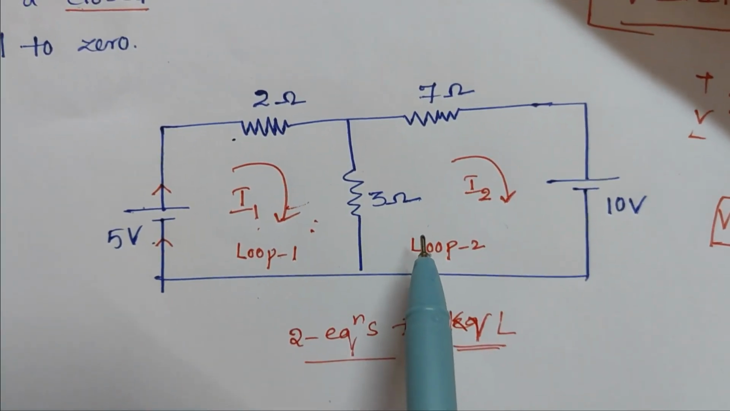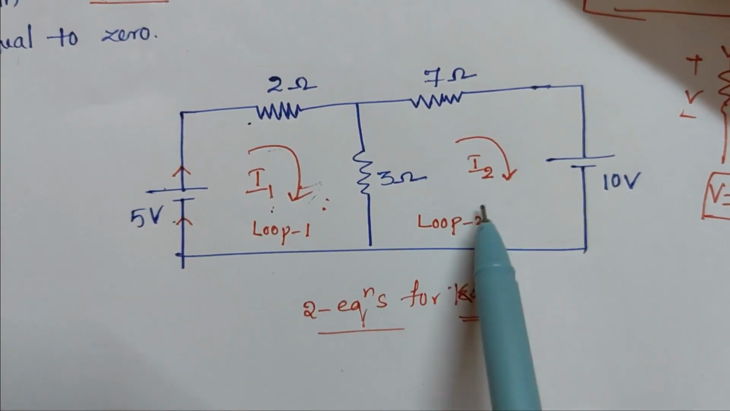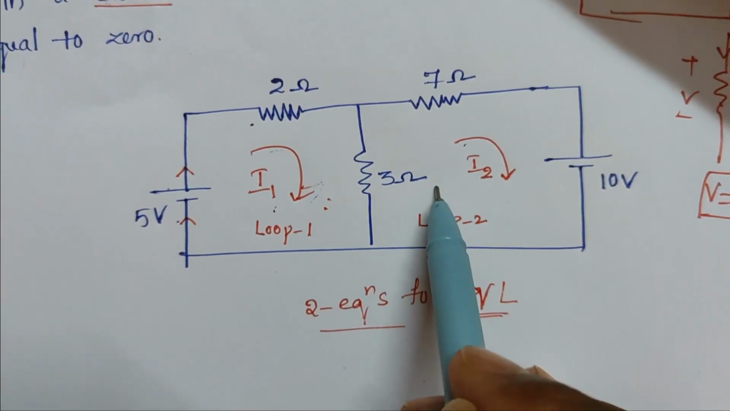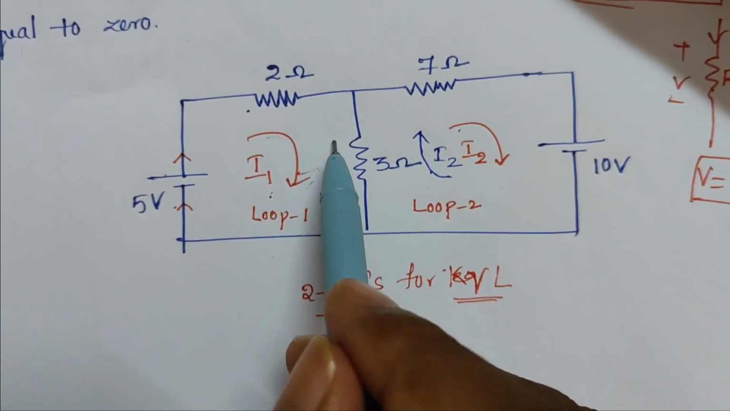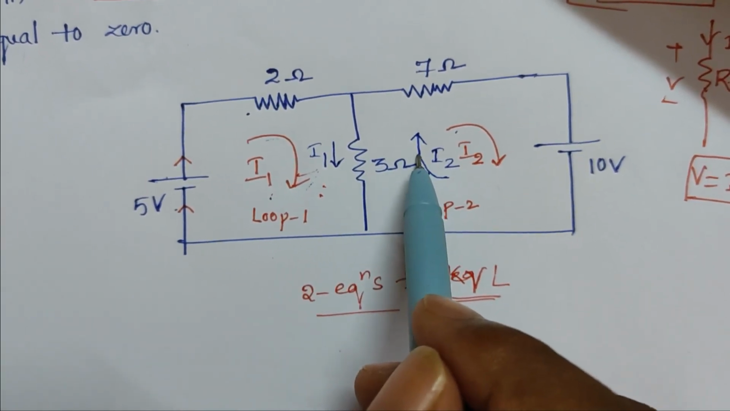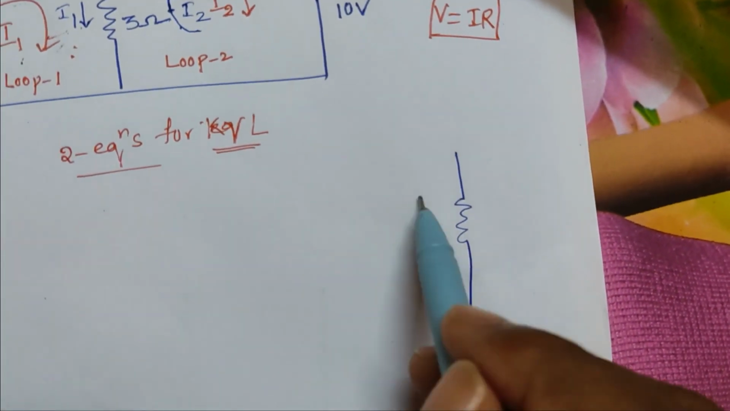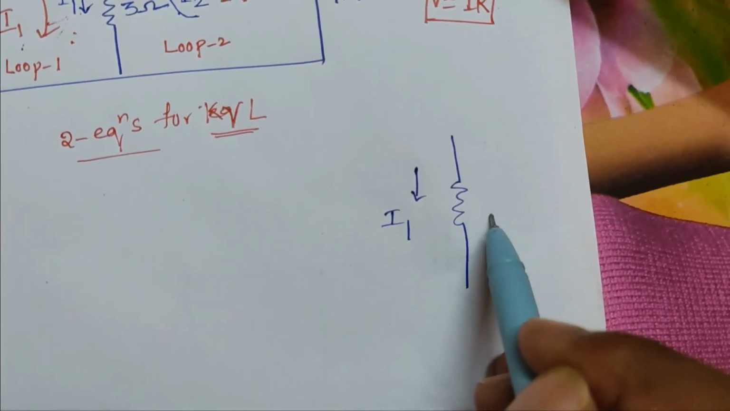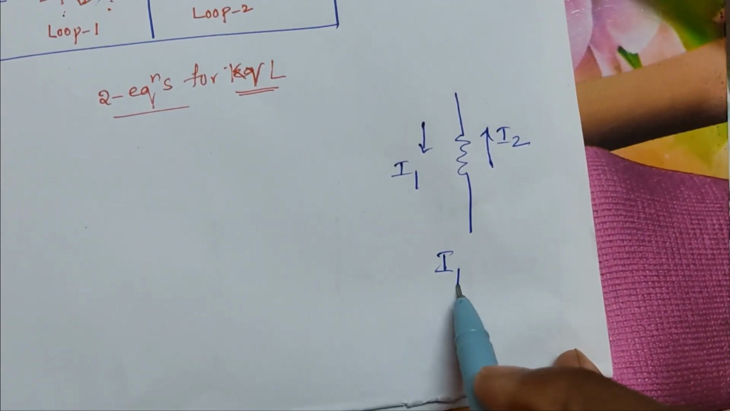Here you can see in loop 1 current I1 is flowing like this, and in loop 2 current I2 is flowing like this. That means they flow circularly. So this is current I1 flowing in the first loop, and this is current I2 flowing in the second loop. Here I2 is upward and I1 is downward. That means through one resistor we have two currents, so the net current will be I1 minus I2.